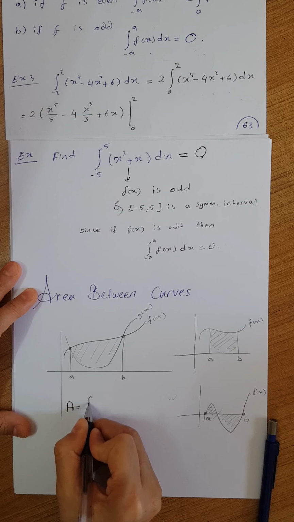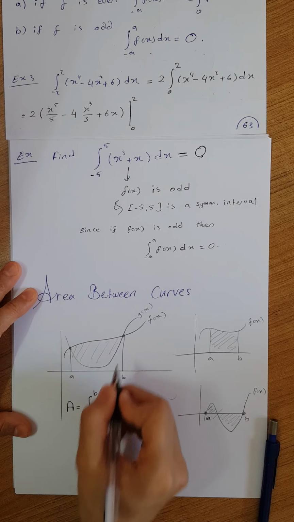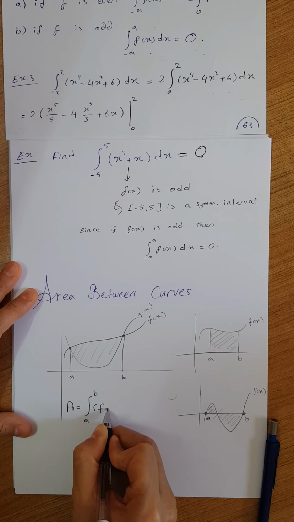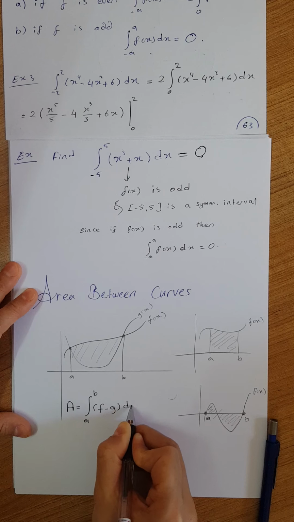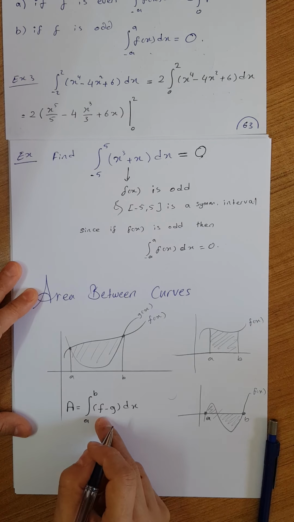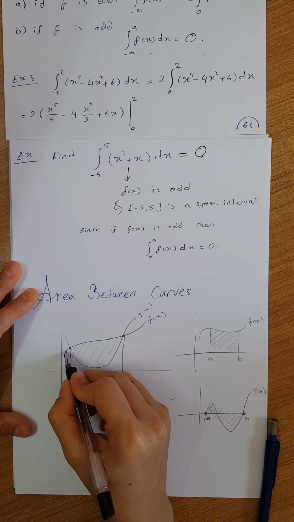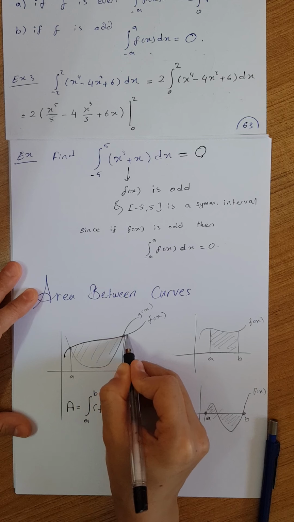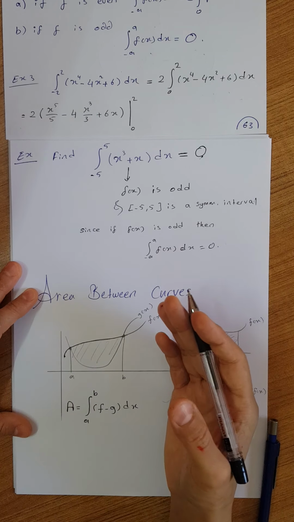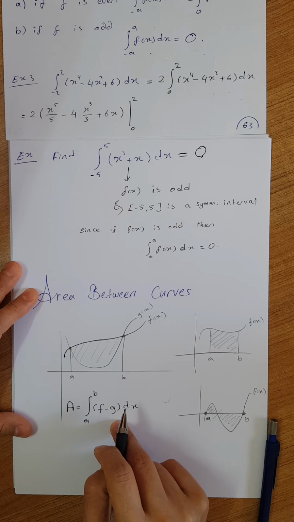okay, integration from A to B, look from A to B because that area is between this one, then f minus g dx. Why did I say f minus g and I didn't say g minus f? Because here if you look at the function g, the function f is above the function g. Function f is greater than function g. That's why I'm writing f before g, okay?